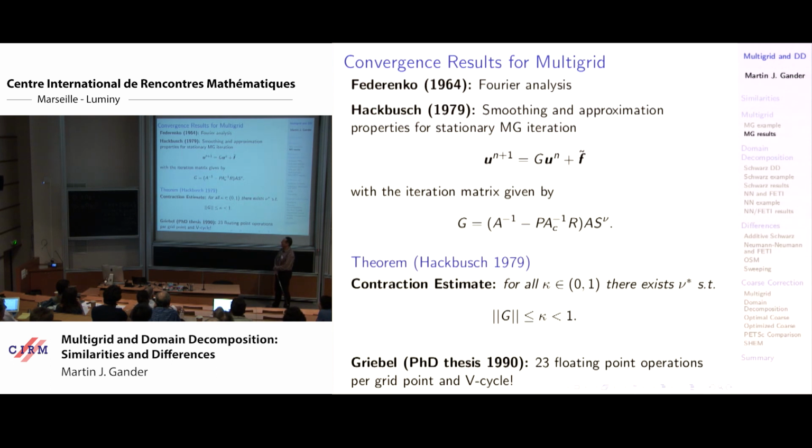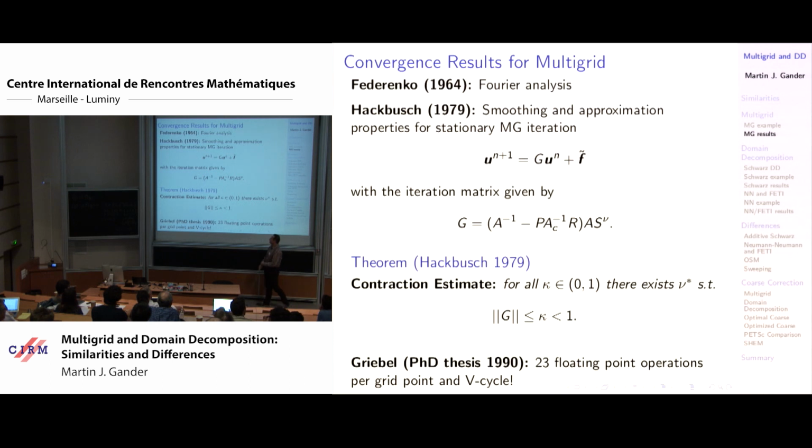And he has a contraction estimate for this method. And the contraction estimate says for any contraction rate you want, for example, you want the error to be multiplied by 1/2 in each iteration, or by 1/10, or by 1/100th, any contraction you want, there exists a number of smoothing steps, nu, such that you get it. This iteration contracts in the norm at the rate that you want.